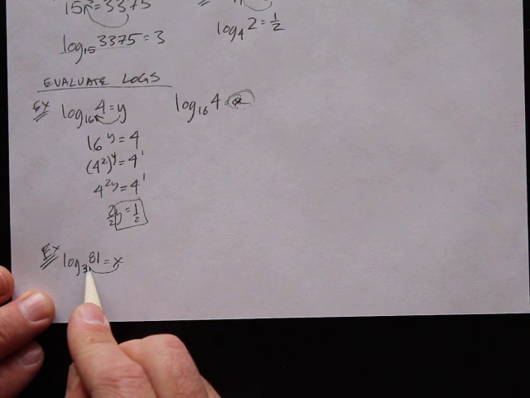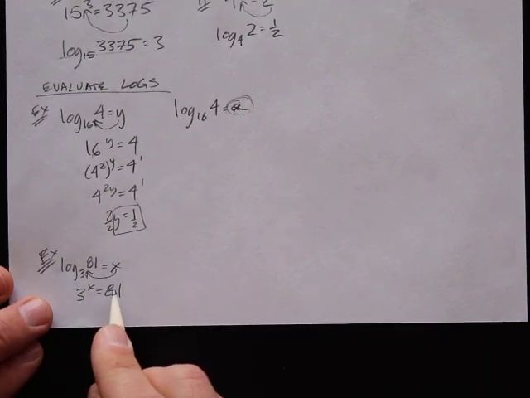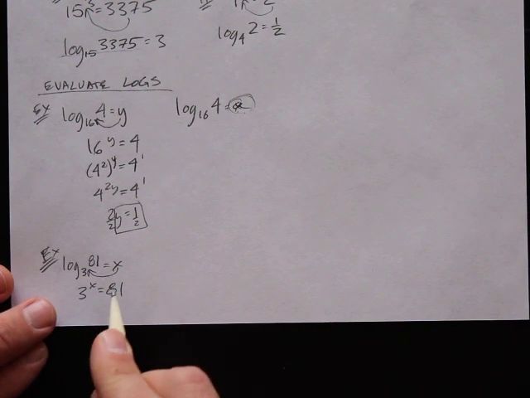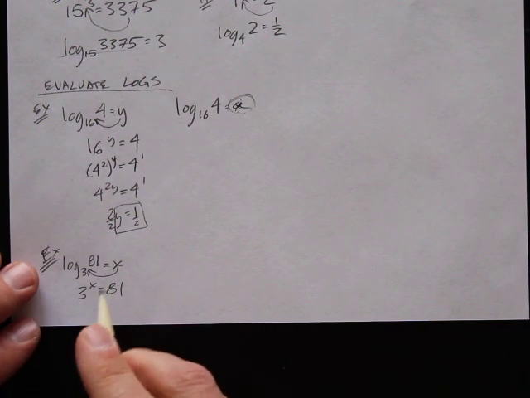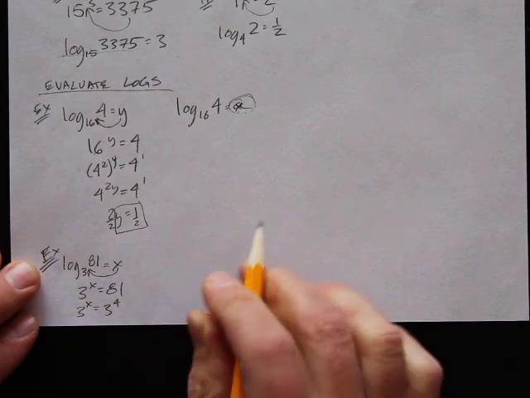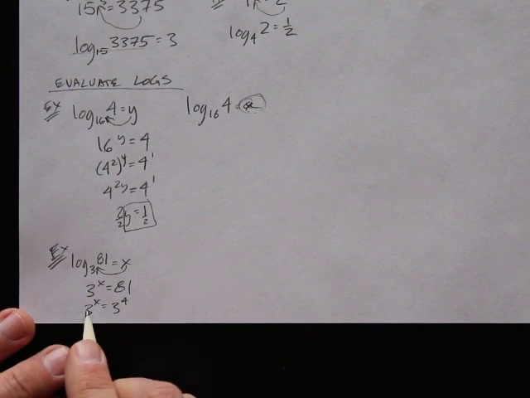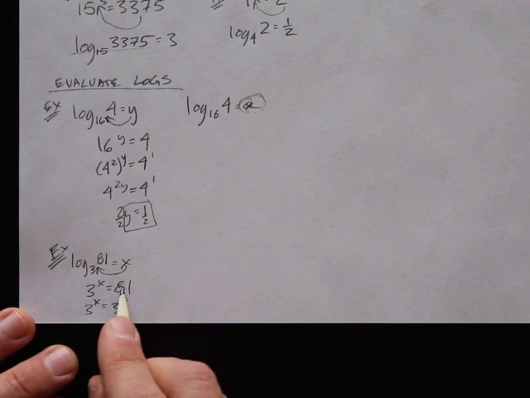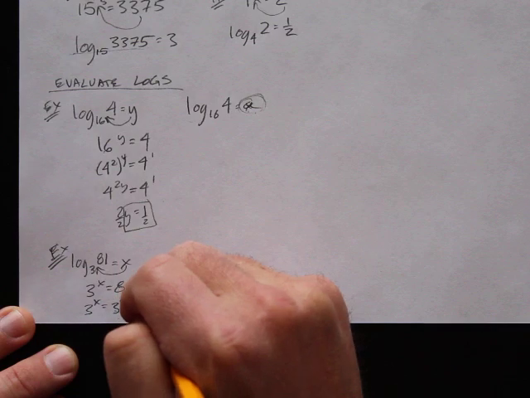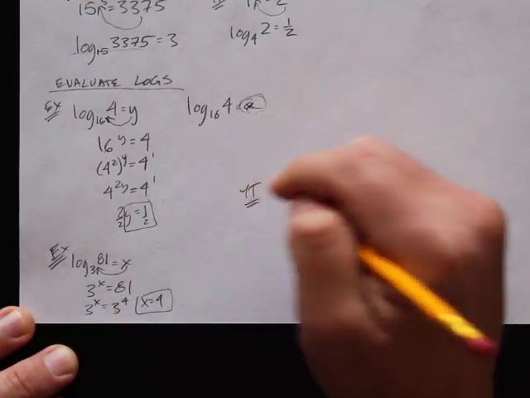Okay, so that's what I'm going to do. Take this x, jam it up in there. I've got 3^x equals 81. 81 is 3 times 3 times 3 times 3, right? So 3^x equals 3 to the 4th power. That'll give me 81. So I can ignore the bases now since I got them to be the same. x equals 4. All right, you do one.